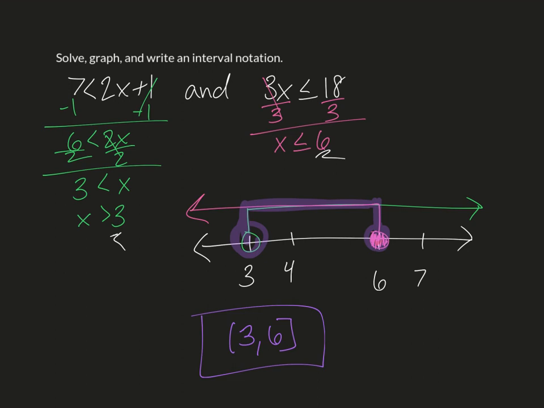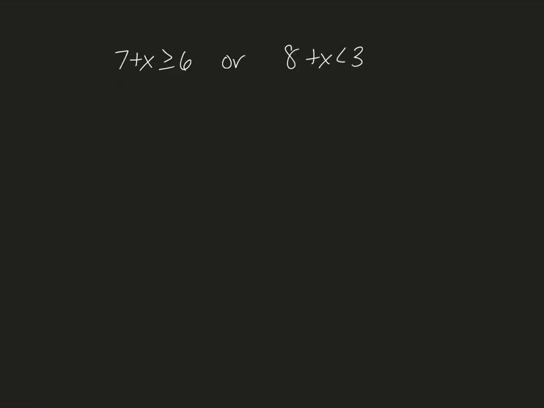So we've solved them, we've done a graph, and we've written our answer in interval notation. We're going to do another example next. That is an OR example. Notice this was and, we're going to do OR. Okay, this is going to be the same directions as the other one, except for notice it says OR.